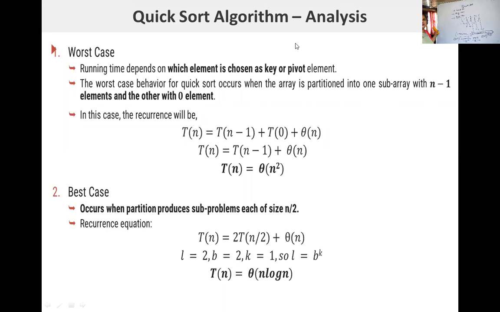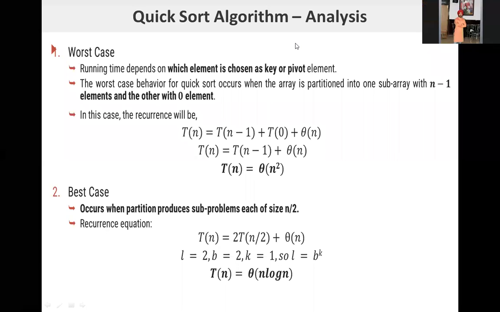Is board visible? Yes, ma'am. Is the calculation visible to you?